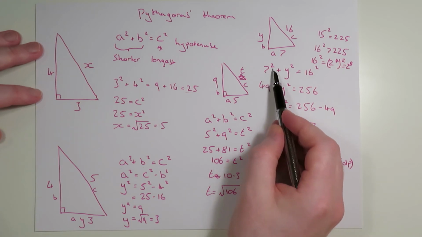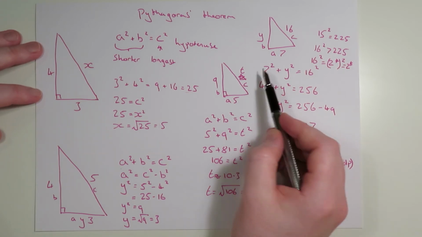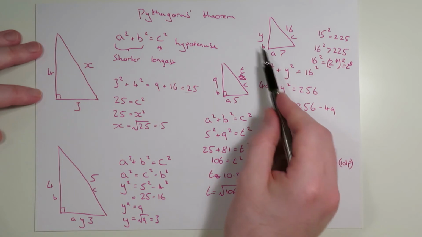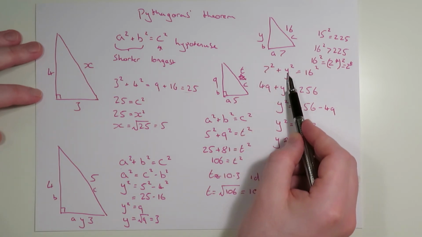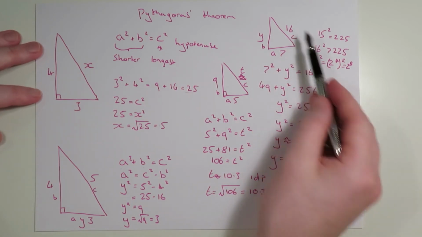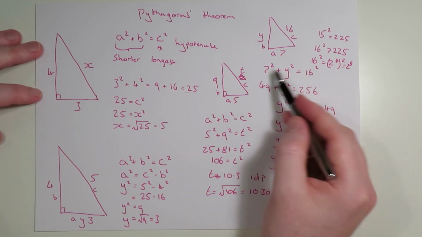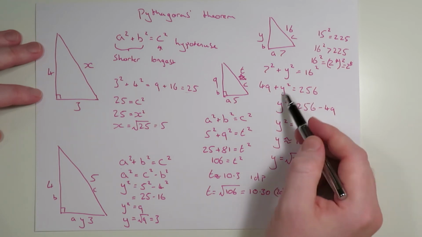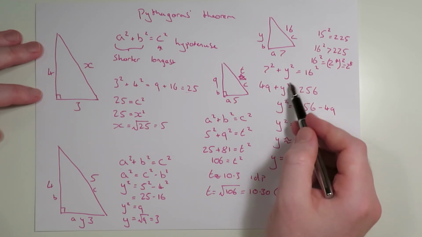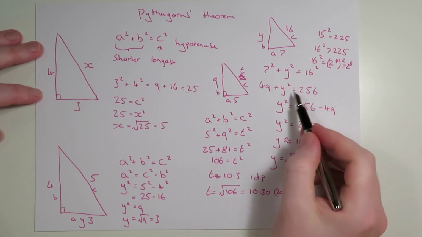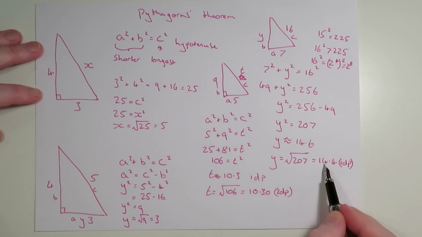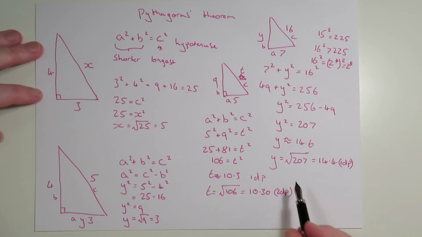We said that A was 7, so A squared is 7 squared. B was y, so B squared will be y squared, and then C squared is 16 squared. So you sub in your numbers, work out any of these square terms, rearrange to get just the letter, the unknown, on its own, and then take the square root. And there we go. In the next video, I think I'll show some more examples of this.